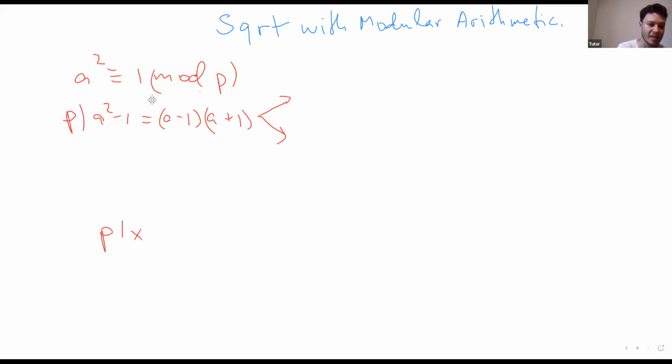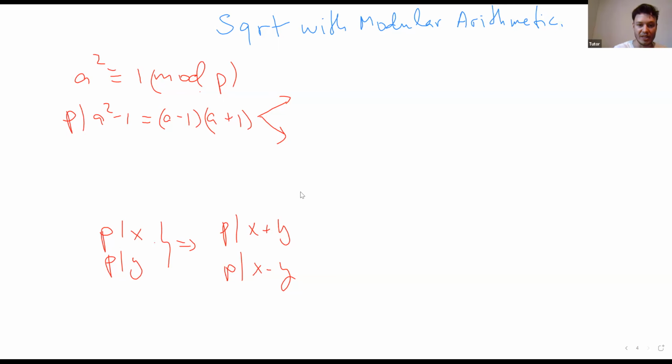There is a simple property here: if p divides x and p divides y, then p is also going to divide x plus y, and p is also going to divide x minus y. So let's say p were to divide both of them. That would be a problem. What would be the problem if p divides both of them?